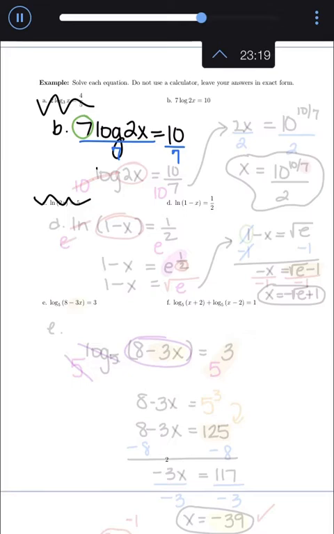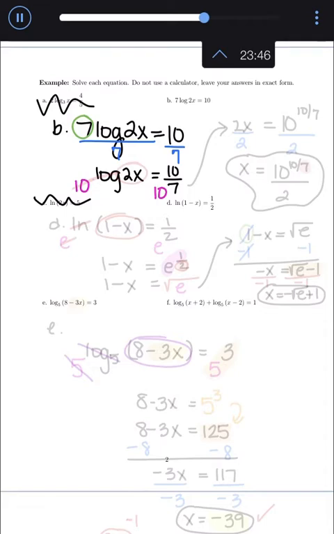What that does is gets me a log of 2x equals 10 over 7. Then what? Well, now I need to get rid of that log. Again, it's a base 10, so I need to use an exponential base 10. That means both sides are going to have an exponential base 10, and whatever's on those sides will become exponents to that base 10. So what does that do?